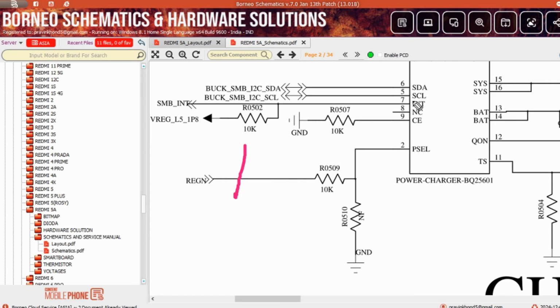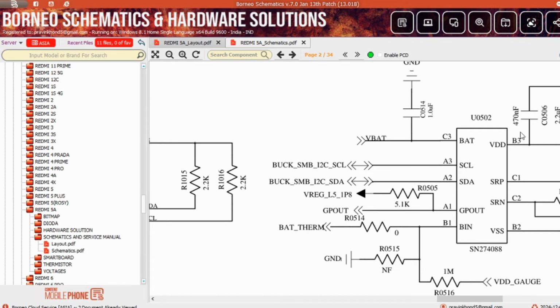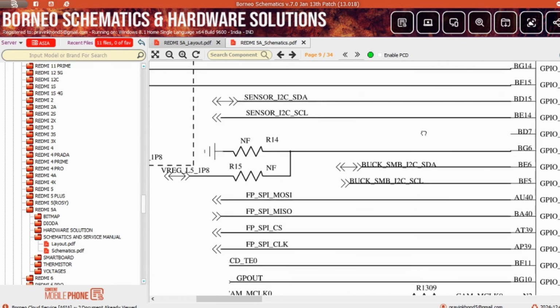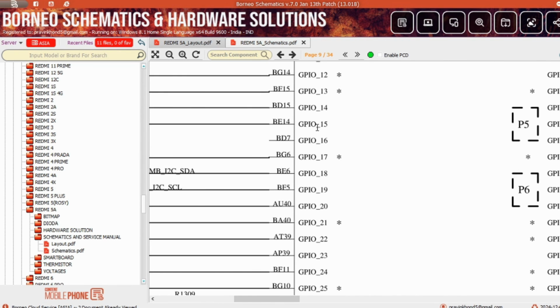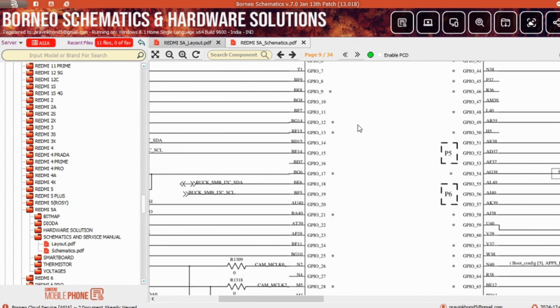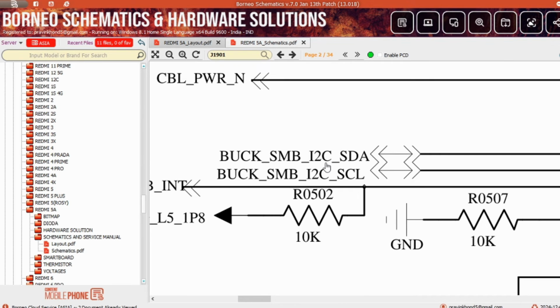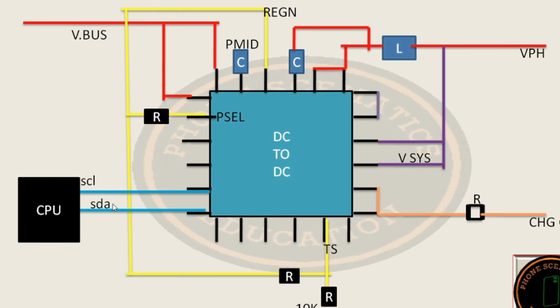I have already told you that 5 and 6 are SDA and SCL, serial data and serial clock. These lines are connected to the CPU, right? GPIO means CPU. Clear? These lines are I2C lines, right? Connected to the CPU. Now draw this in the block diagram, right? SCL and SDA, serial clock and serial data, connected to the CPU.